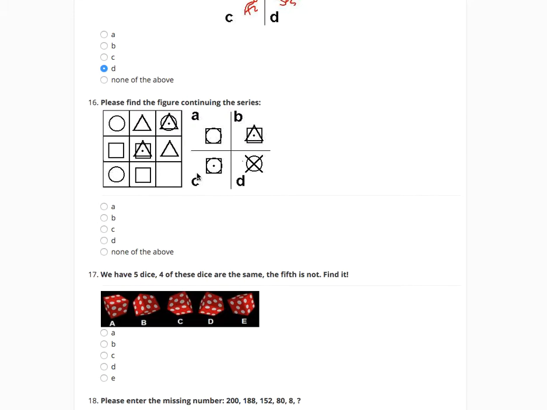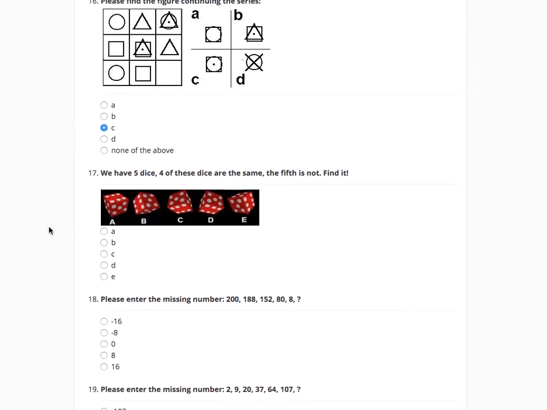And this one contains, B is false because I think it contains the triangle that was not there in the last picture, in the last row, right? So it must be D. I'm sorry, wait, what am I doing? It's C, right, C. We have 5 dice, 4 of these dice are the same, and the 5th is not. Find it. So we just have to see where the numbers are and how they're placed. So 5 is to the right of 6, and 4 is below 6.